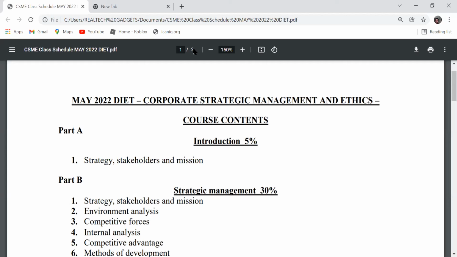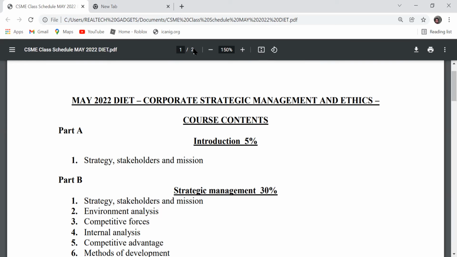Before we start talking about strategy, one of the first things that has to come up is what we call the mission statement, because strategy is built on something. What is a mission statement? A mission statement is the reason for the existence of the organization. Why are you in business? What do you want to do? Which type of goods and services do you want to sell?